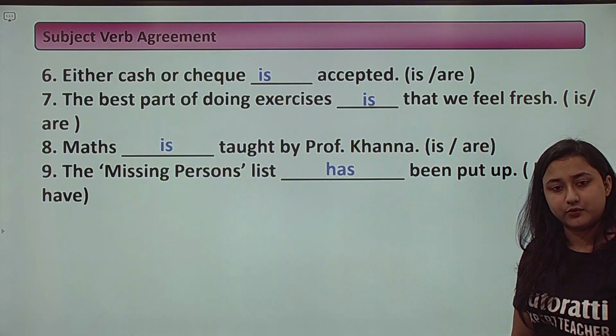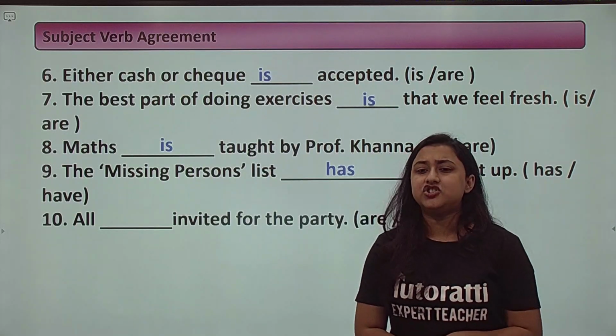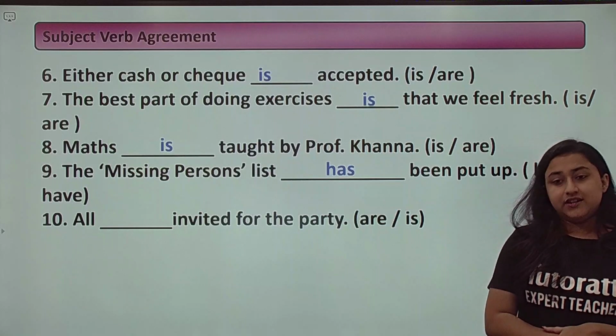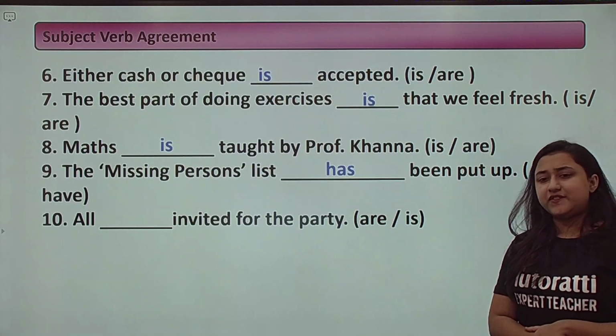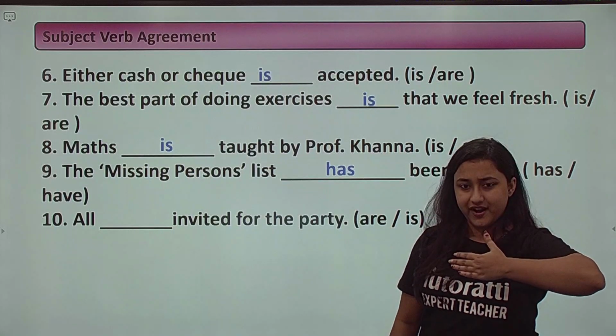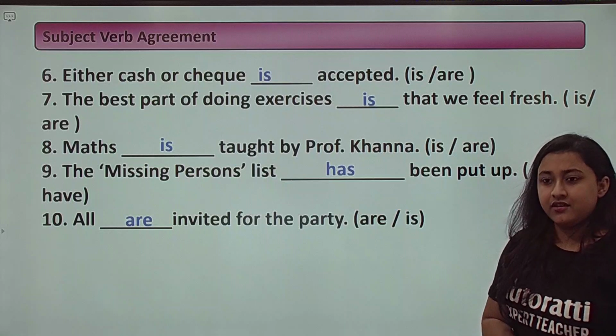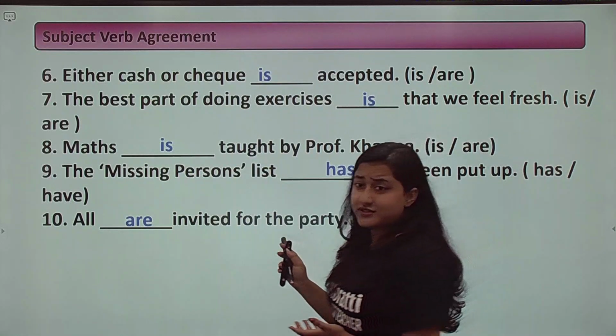The singular one. And the last one for today, all dash invited for the party. Now tell me, all dash invited for the party. All means how many people? Everyone, right? So all are invited for the party. I hope students you have understood this.